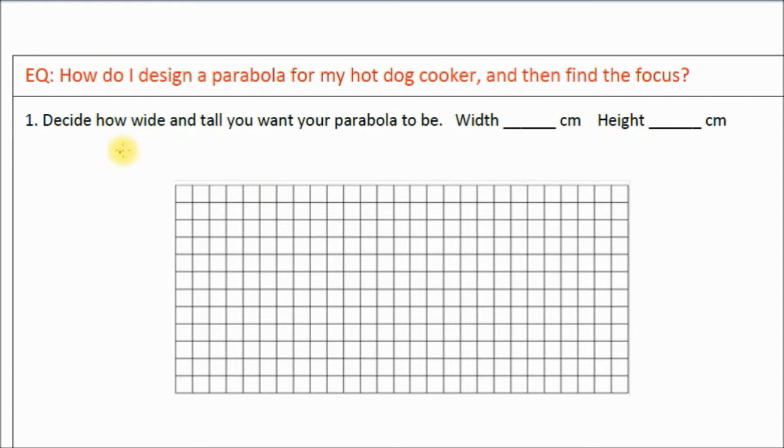So the question is, decide how wide and tall you want your parabola to be. When you're building your solar cooker, you're going to have to decide what your width and height is going to be in centimeters. For the example that we're going to do, we're going to select that for you. Let's just say that you want the width of your cooker to be 24 centimeters and you want your height to be 10 centimeters.